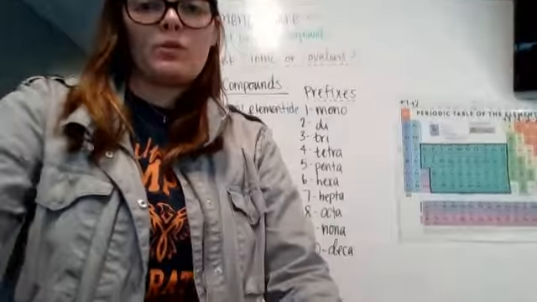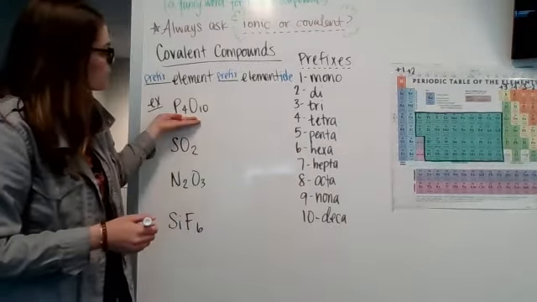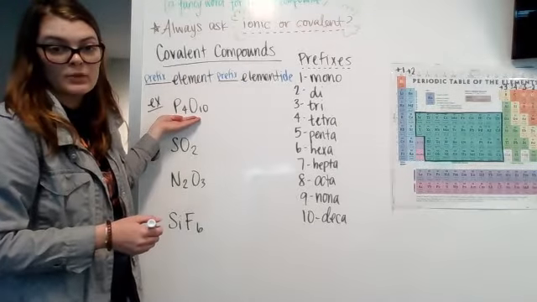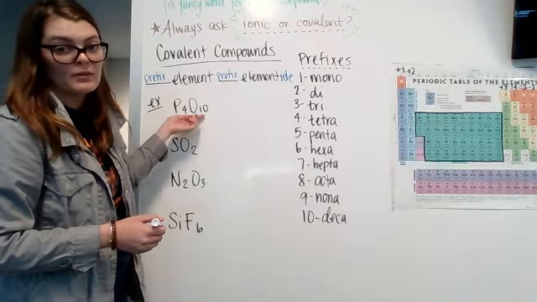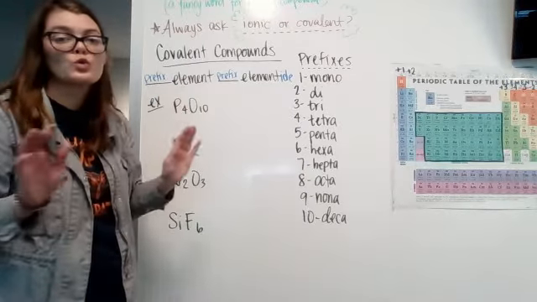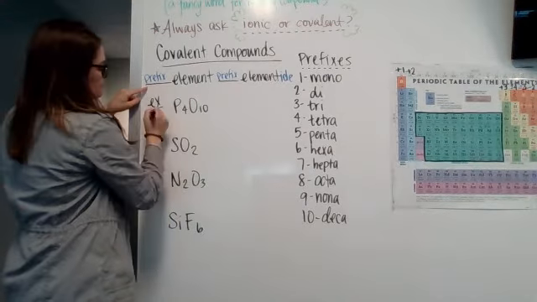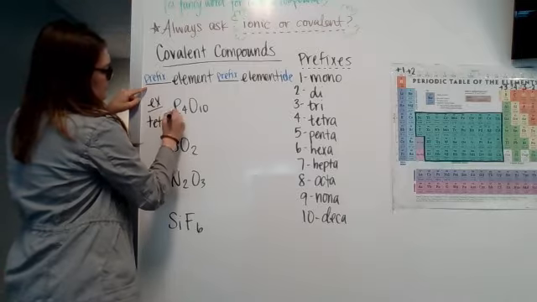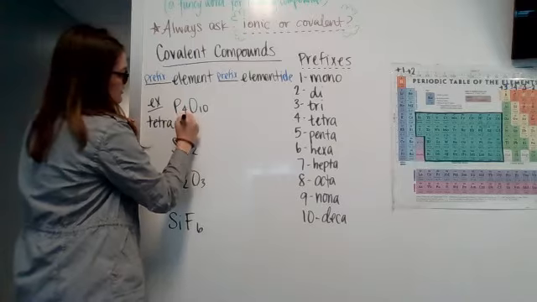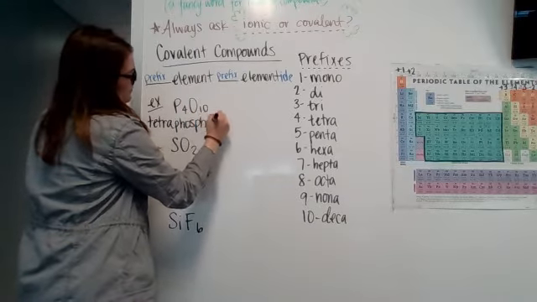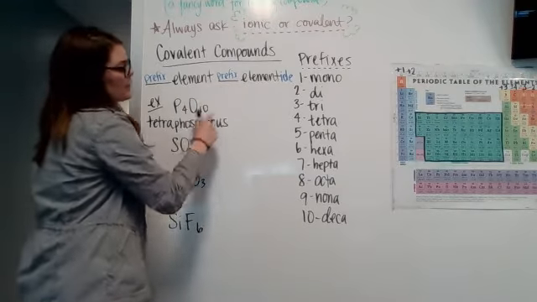Okay, so moving on to naming these examples. P4O10. So I need to do the prefix of 4 with the element, the prefix of 10 with the element with -ide. Super easy. So 4, prefix, tetra. Then the element name, phosphorus, so tetraphosphorus. And then 10, prefix, right? We need to do the prefix, deca.